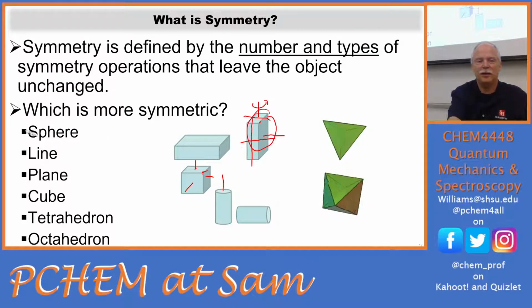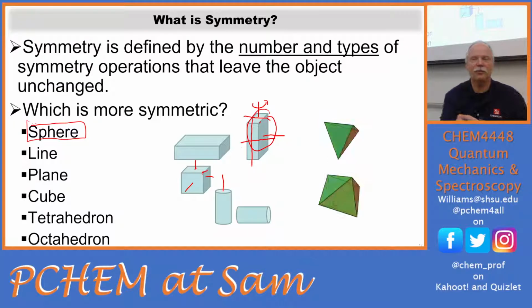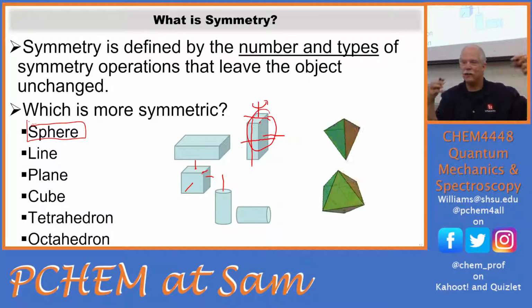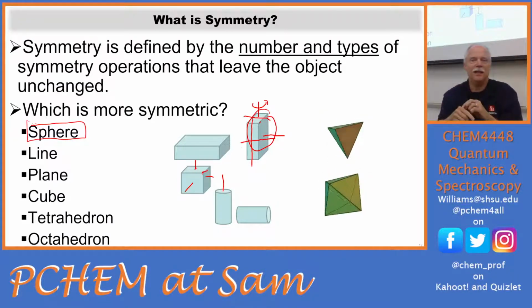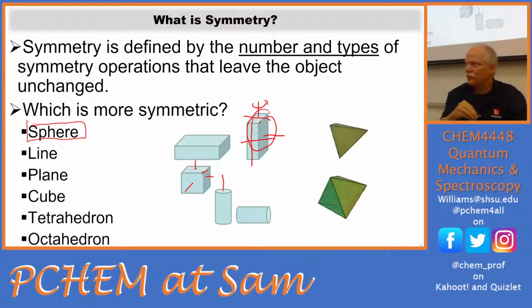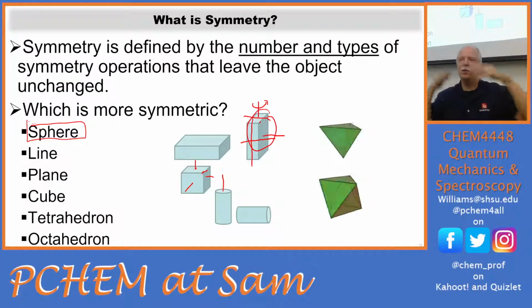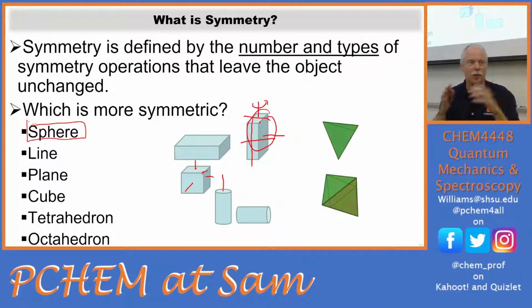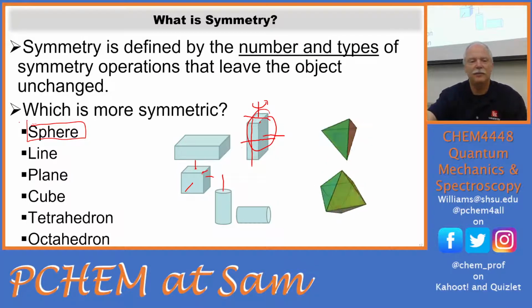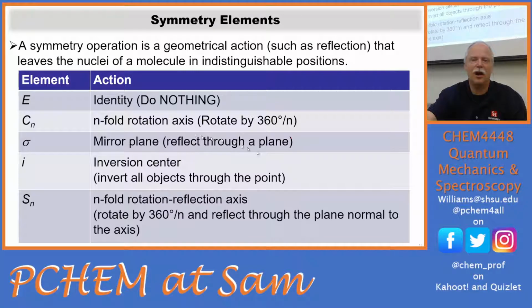Well, the most symmetric thing in this list is this sphere, because it has an infinite number of reflections. It has an infinite number of rotation axes. It has an inversion center. It has all of these different kinds of symmetries. So that's what we mean by symmetry and ranking symmetries. The more symmetry elements it has, the more operations you can do on it to leave it unchanged, the more symmetric it is. And so here's our operations.